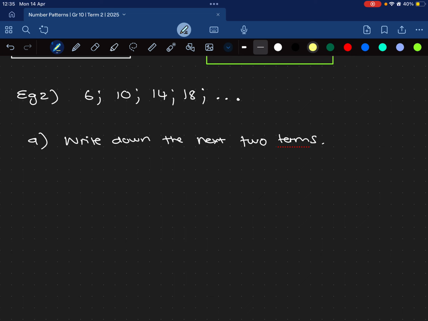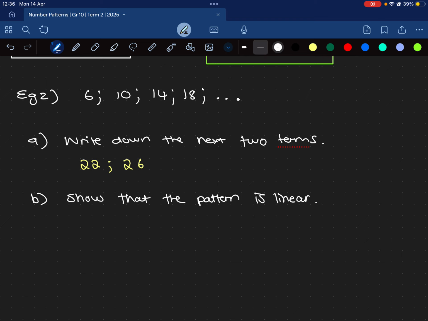So if you did it correctly, you'll notice that the next two terms after 18 would be 22, and then the next one would be 26. Okay, so the next question that I want you to do is show that the pattern is linear. So pause and try and figure out what we've previously done in order to prove that this number pattern could be a linear number pattern. So look at the notes, take a moment and then we'll answer it.